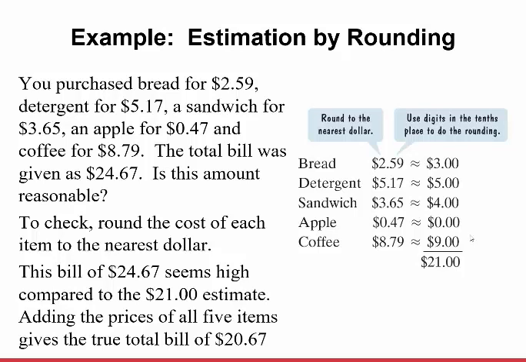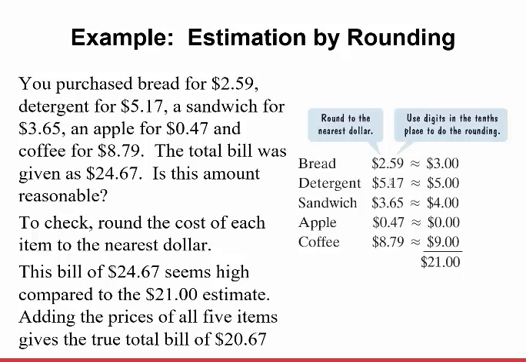Just to see, to check, we're going to round all the prices to the nearest dollar. So this bill was $24.67, which seems high compared to the $21 estimate. So let's add this up. If I take bread, 2.59, and round it to the nearest dollar, I look at the 5, so I'm going to round this to roughly $3.